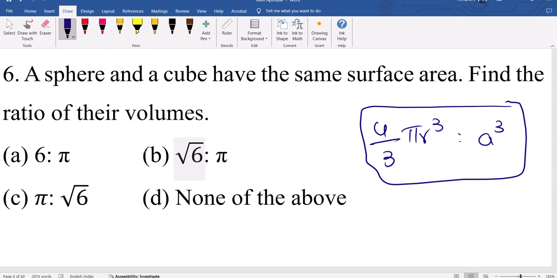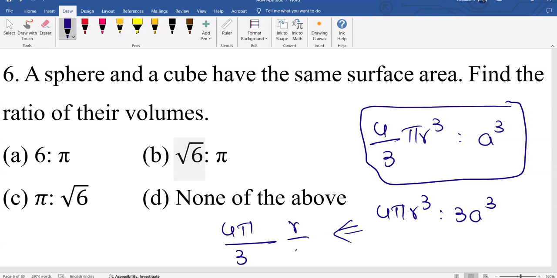I can write this as 4 pi r cube over 3a cube also. As it is a ratio, I can multiply by 3. We need only r and a. If I know r and a, then the answer will be decided. R by a is also fine. This can be written as 4 pi by 3 into r by a whole cube. I have to know the r by a value. How to calculate r by a value?